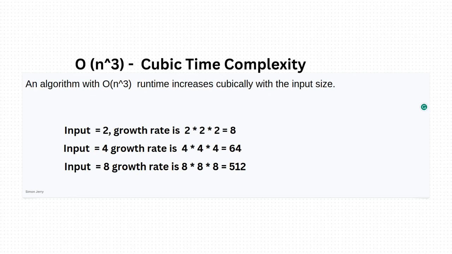Welcome to another video in this big O notation series, and in this video we want to explore and visualize the big O of n raised to power 3, which is the cubic time complexity. An algorithm with the big O of n raised to power 3 has a runtime that increases cubically with the input size. This means that the number of operations required by the algorithm increases rapidly as the input size increases. So the growth rate will triple at every process.